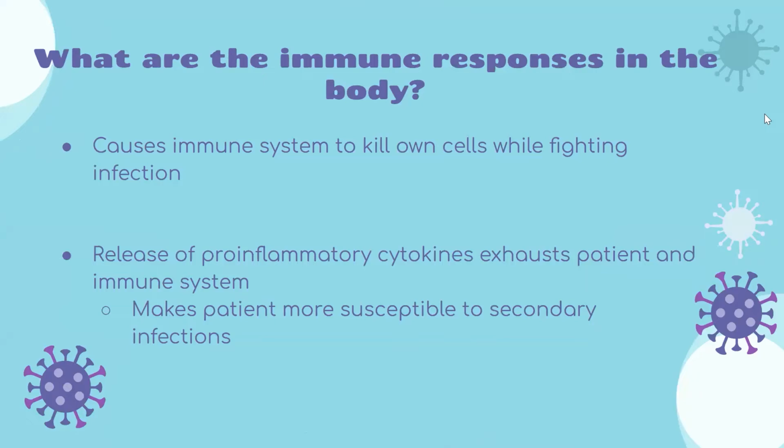So what are the immune responses in the body? This bacteria can make toxins that can directly kill the tissue, as well as cause the immune system to destroy its own tissue while fighting off the infection. Massive release of pro-inflammatory cytokines is hypothesized to cause exhaustion in the patient and immune system, which causes them to be more susceptible to secondary infections.